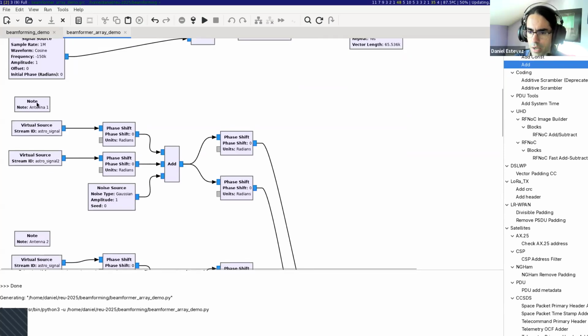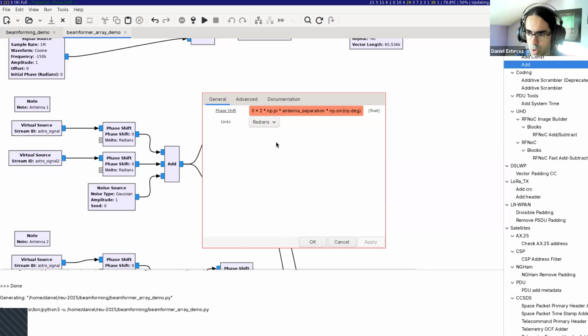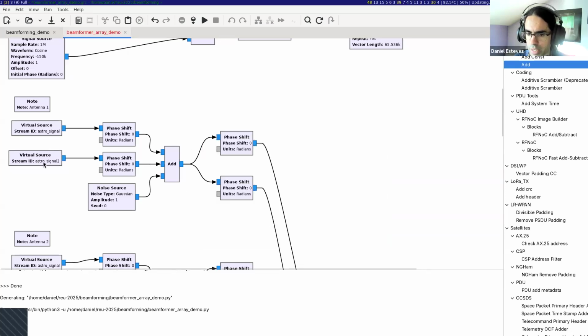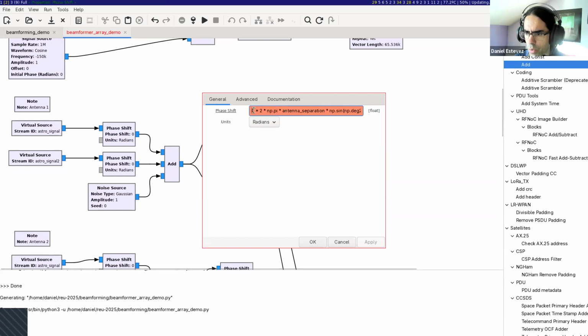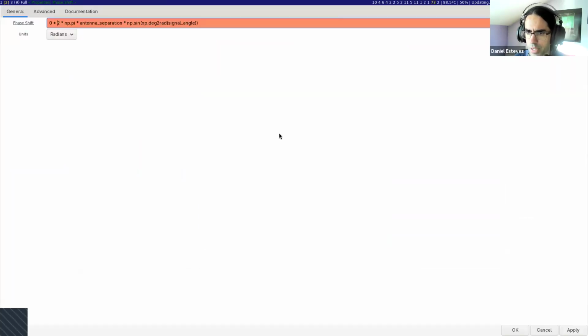The next thing is all the antennas. At antenna number 1, the astronomical signal 1 gets a phase shift, which is going to be 0. And the astronomical signal 2 gets a phase which is supposed to be 0. But why is it 0? It's 0 because of the full formula. Let me see if I can show it like this. Yes. So the full formula is basically what we had in the diagram I was showing before.